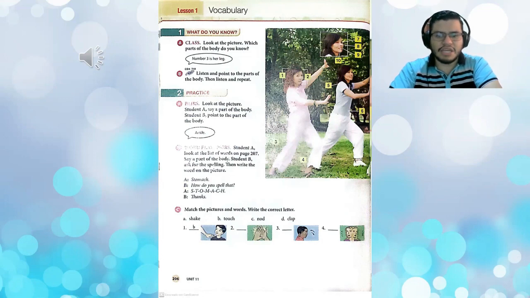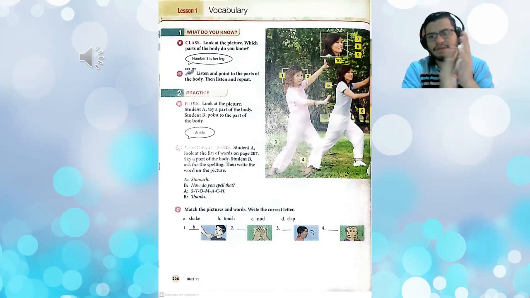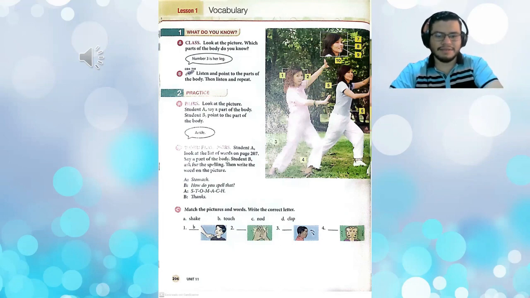What is shake? It is when you say no. Shake. What is touch? For example, I'm touching my face. Touch. Touch is the letter B. North. What is north? Is this one. North is the letter C or number 3. What's clap? You are clapping. Mr. Quintero is clapping. I'm clapping. Yeah, that is clap. Clap is the letter D, goes in the number 2.